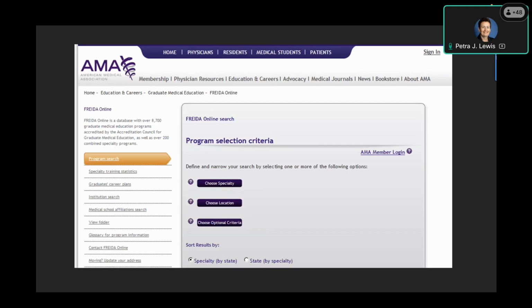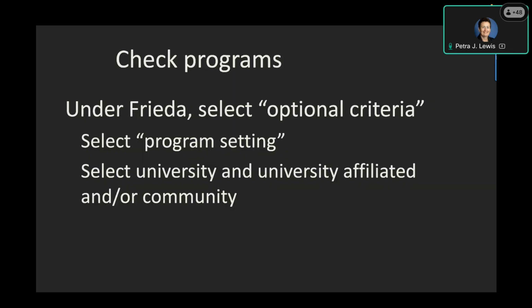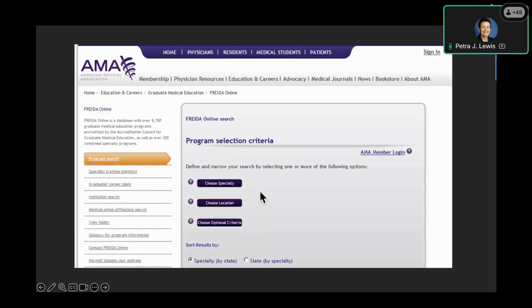To find out about the different programs, there are 2 good places. You can go to FREIDA on the AMA, and you can pick specific criteria where you can look and see if it's university or university affiliated. So if you want to try and avoid community programs, that's the way to do it. There's that program setting. Just make sure that you go into that under the optional criteria, and it'll filter.